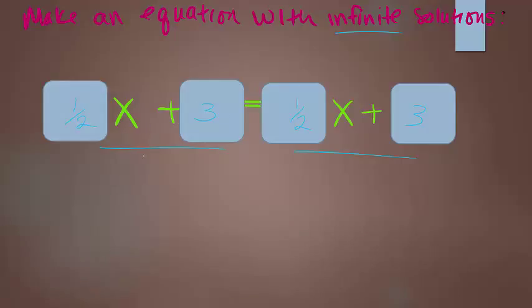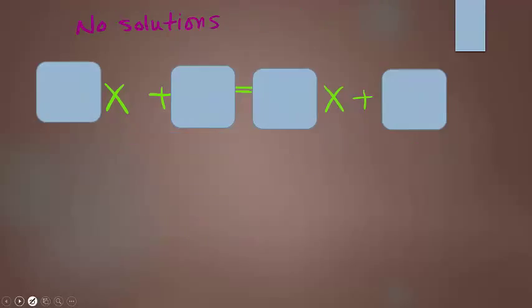We can work it out and see what we get in the end. So if we wanted to take away 1/2 x from both sides, then we're left with 3 equals 3. So no matter what I do, that's going to be true all the time. There's an infinite number of solutions to that.